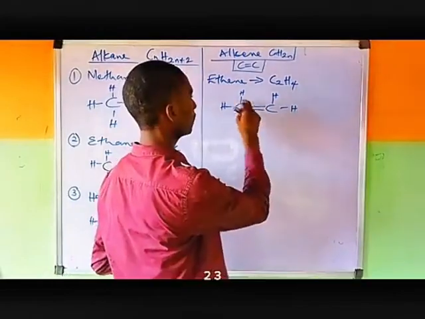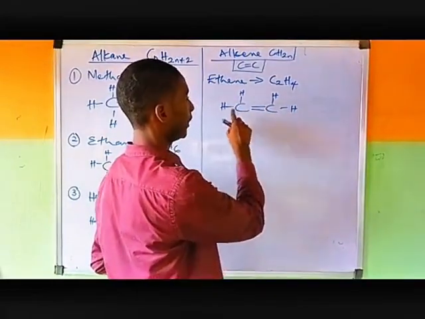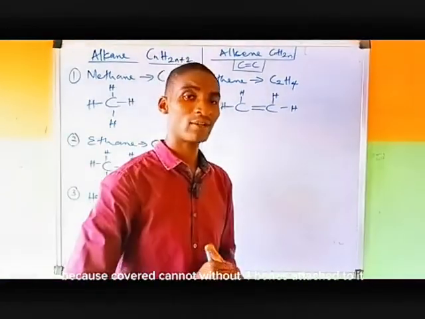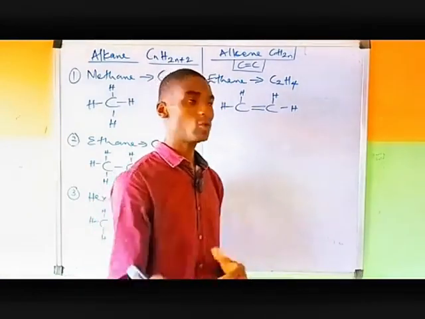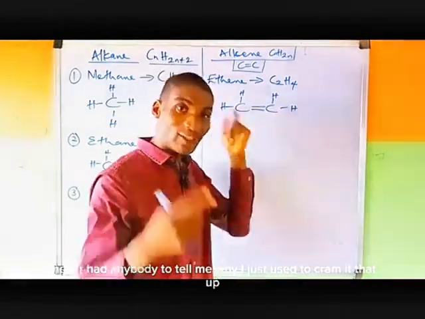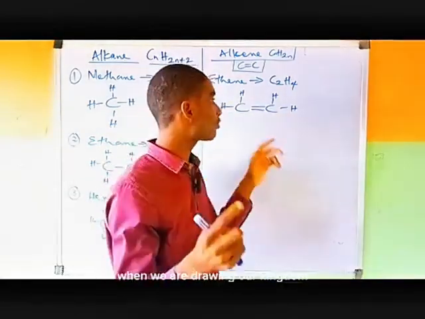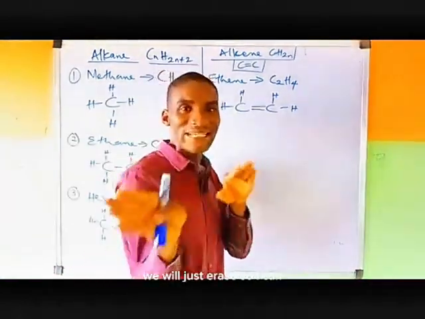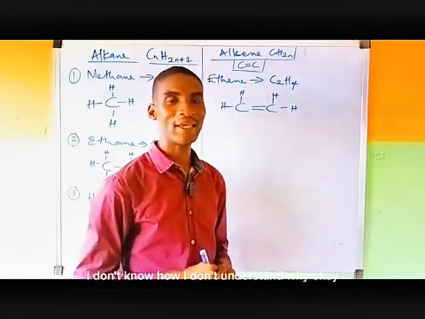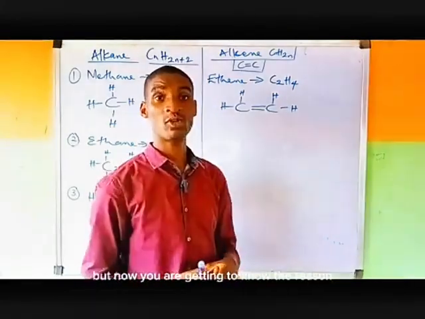This place 1, 2, 3, 4, 5. No, one has to go. And that is why you have 4 bonds attached to this carbon, because carbon cannot have more than 4 bonds attached to it. You know, while I was a student, growing up, I never had anybody to tell me why. I just used to cram it that when we are drawing alkene, we will just erase some hydrogen. I don't know how, I don't understand why, okay? But now you are getting to know the reason.